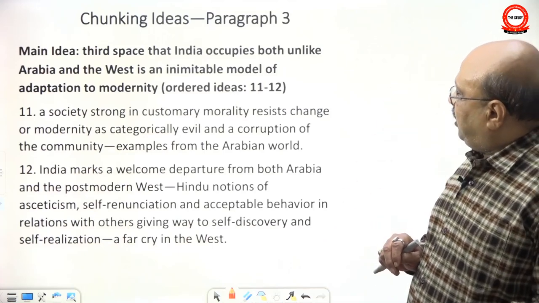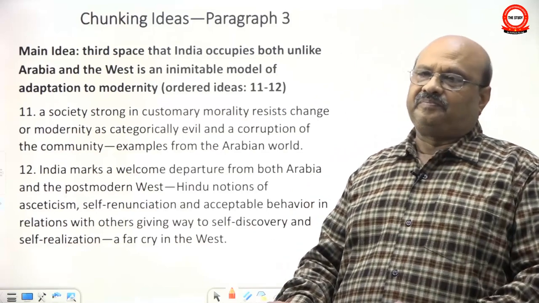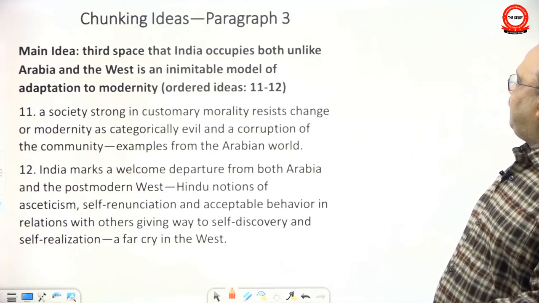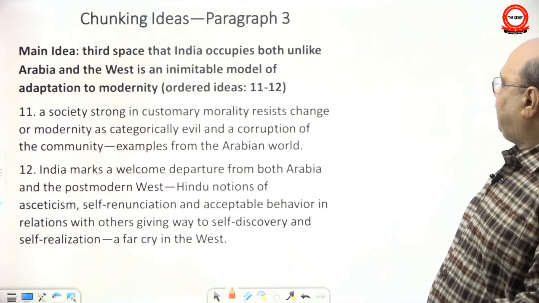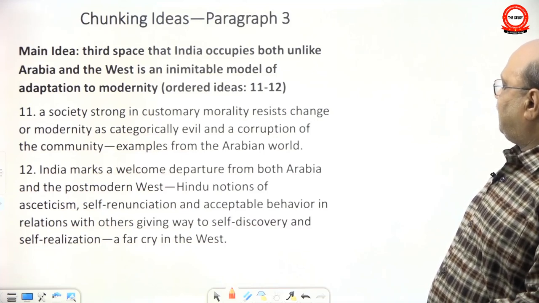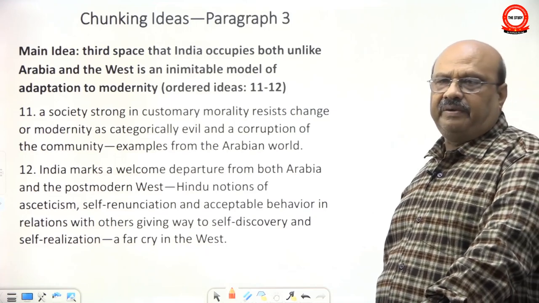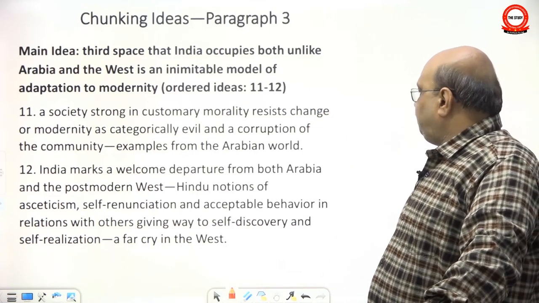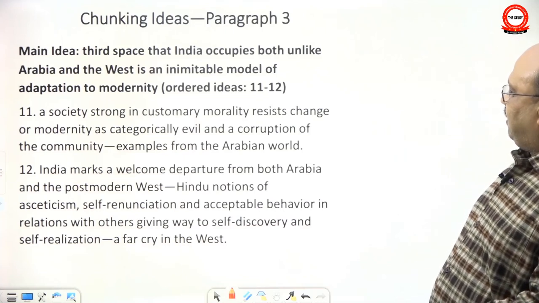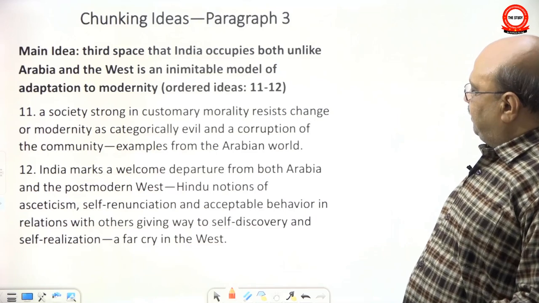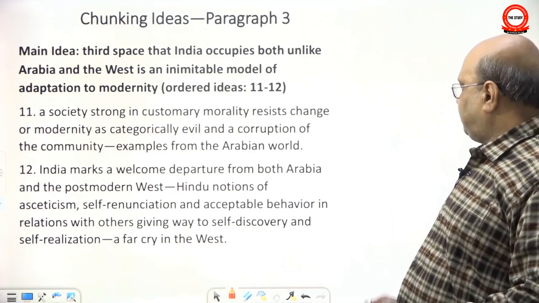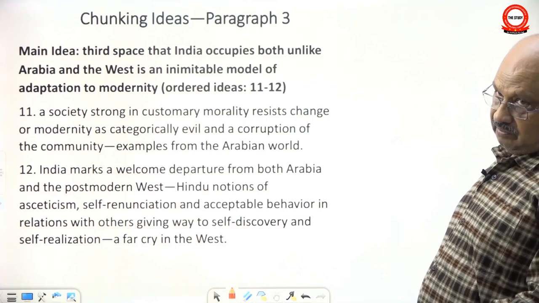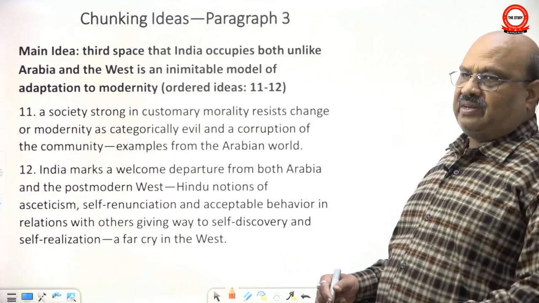Then for paragraph number 3, I am using just two ideas, ideas 11 to 12. A society strong in customary morality resists change or modernity as categorically evil and a corruption of the community. And examples that I have are from the Arabian world. And I give a contrasting example of India. India marks a welcome departure from both Arabia and the postmodern West. Hindu notions of asceticism, self-renunciation and acceptable behavior in relations with others giving way to self-discovery and self-realization, a far cry from the West. First of all, let me make these two ideas clear to you before I go to the main idea.